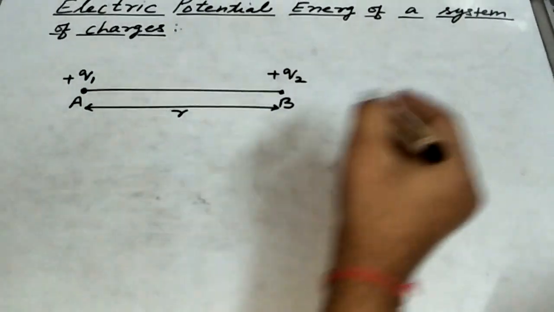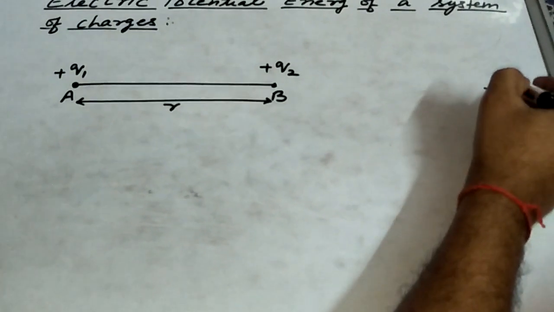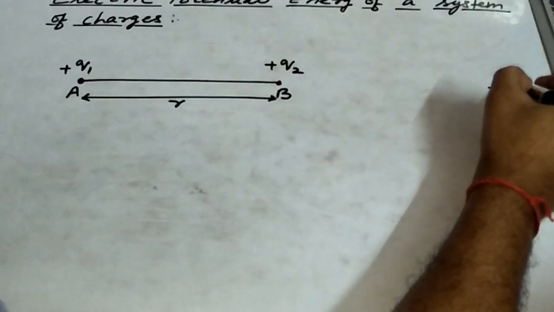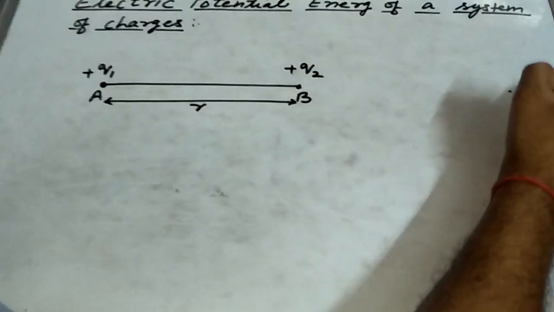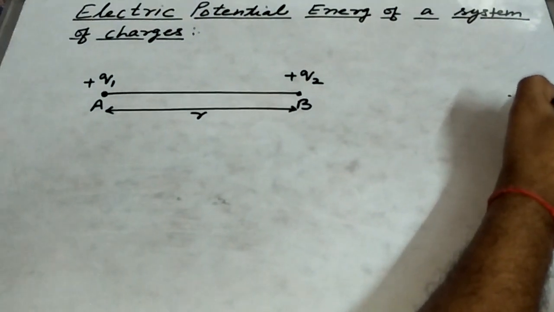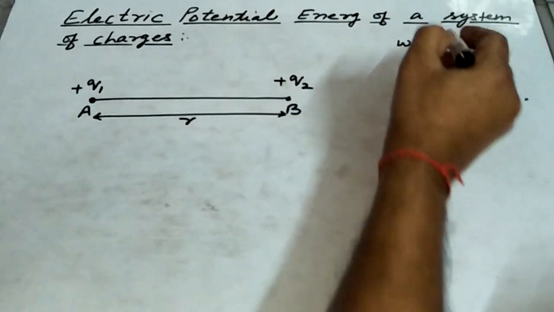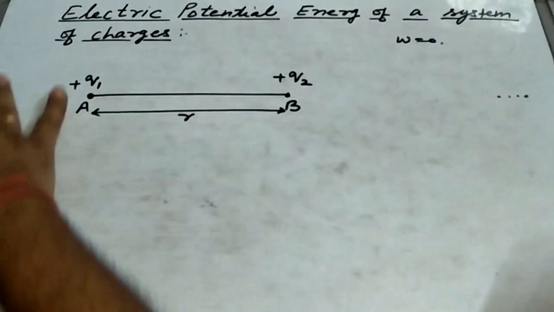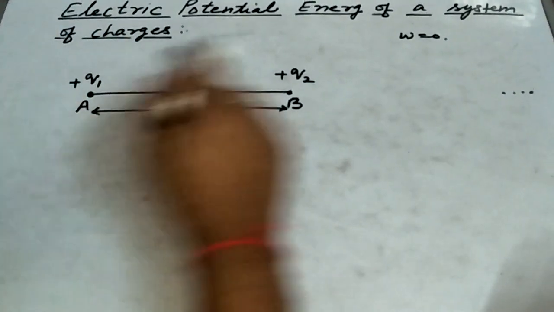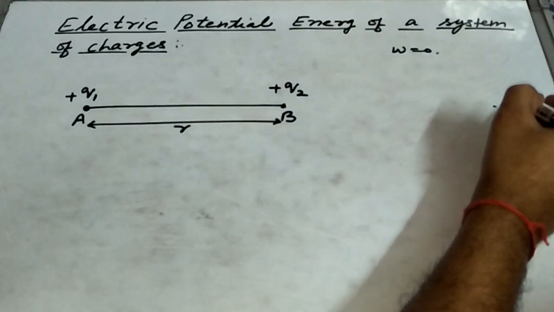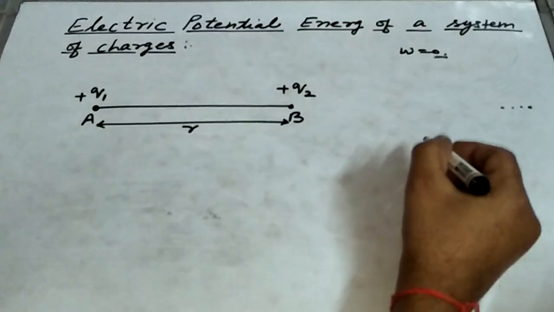For this purpose, first we take the charge Q1 and calculate the work done in taking the charge Q1 from infinity to the point A. When we take the charge Q1 from infinity to the point A, the work done will be 0. Why? Because at that time no other charge was present here. So in the absence of any other charge, the work done in taking the charge Q1 from infinity to the point A will be 0.